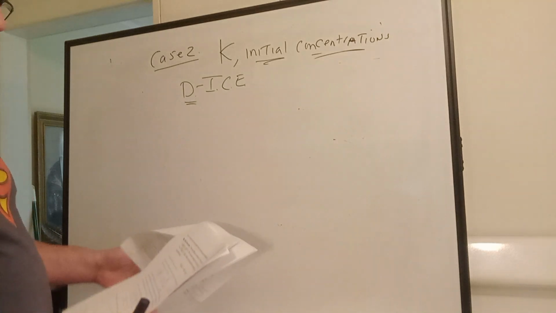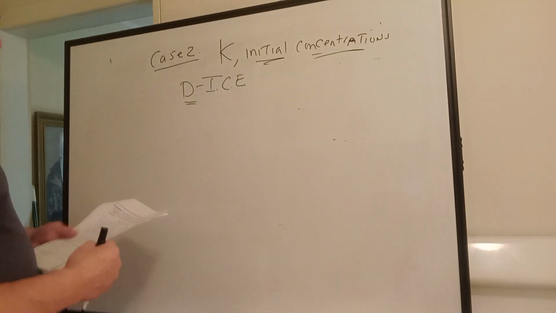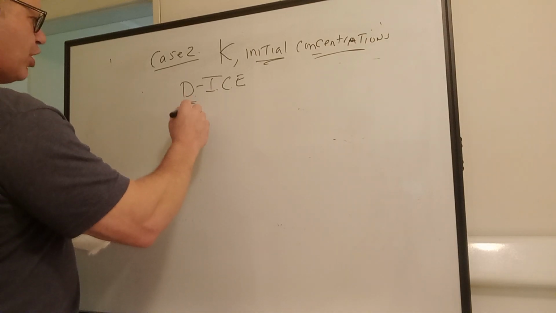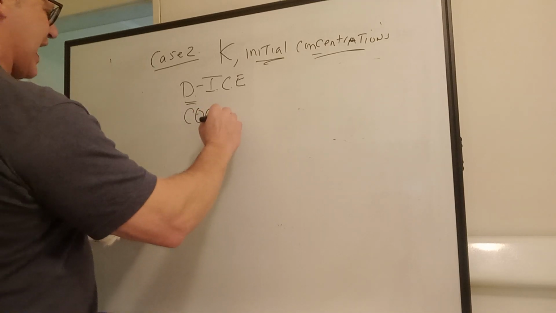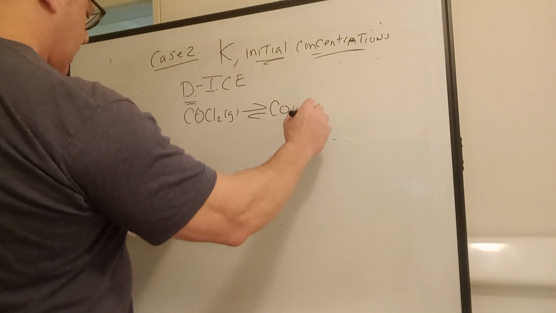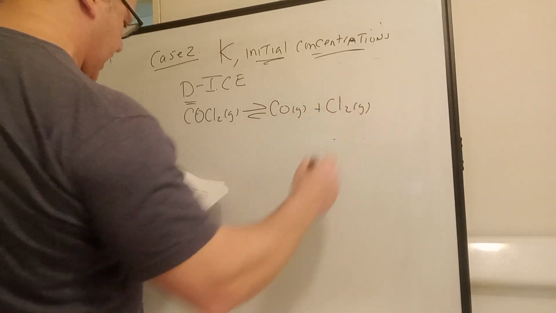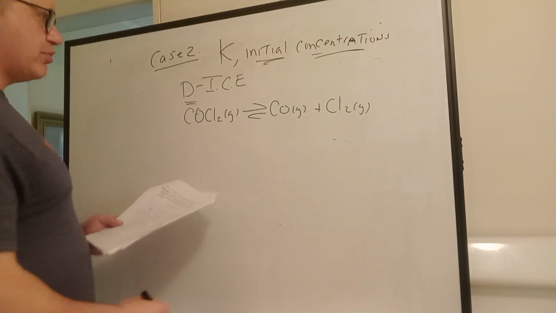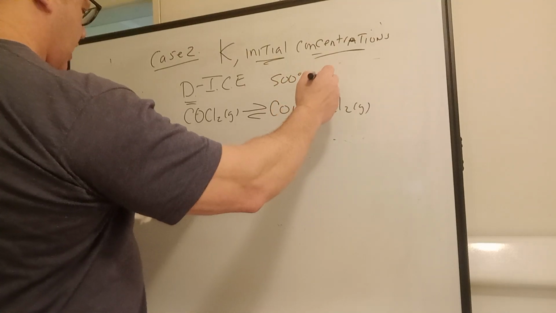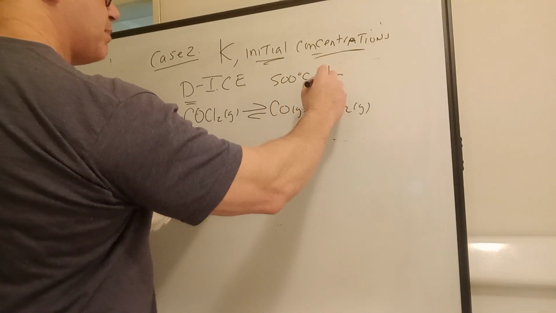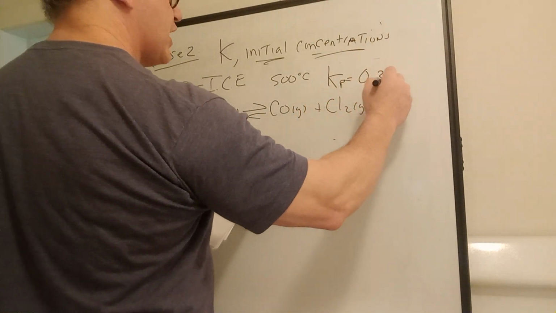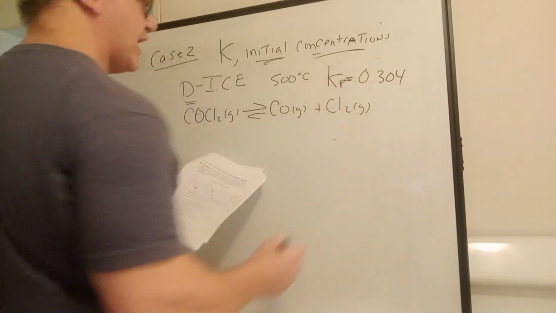So we have an equation. This would be roughly on page 18. A pretty simple looking reaction: COCl2, that's not cobalt, that's a capital O, COCl2 gas going to carbon monoxide gas and Cl2 gas. That's the reaction system. That's what happens at equilibrium. We have some data on it. We know at 500 degrees Celsius the equilibrium constant, we're doing this in terms of Kp, so this will be pressure, Kp is 0.304. That's given to us.